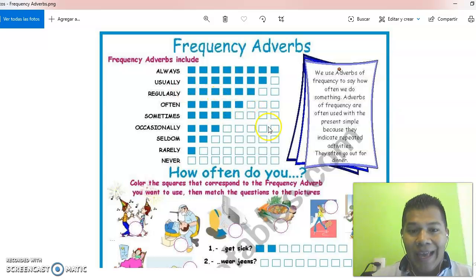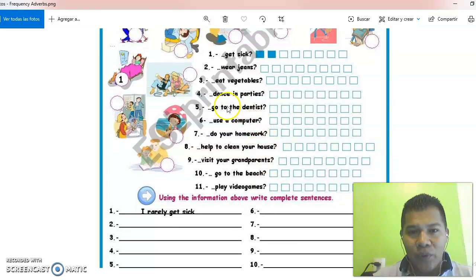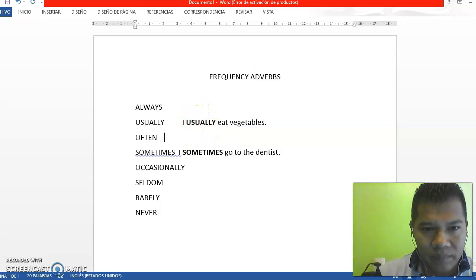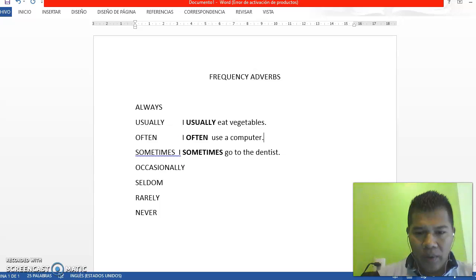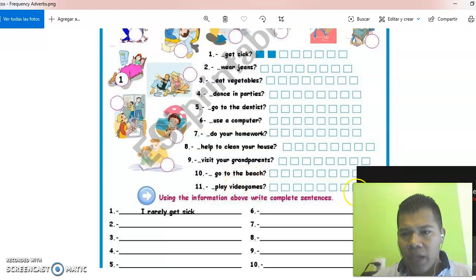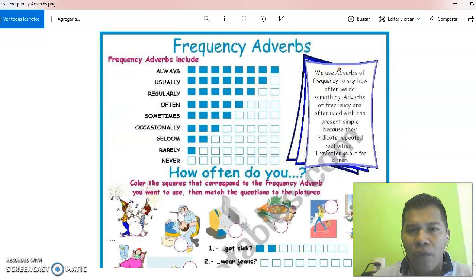Okay? And a question for you is, how often do you use a computer? Okay, I can say, I often use a computer. Okay, and in this way we can say many other examples. Go to the beach, play video games, but it depends on how often you do the activities. And this is how frequency adverbs work.